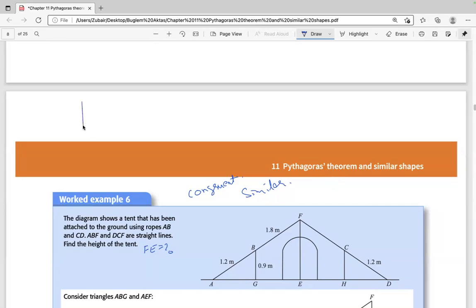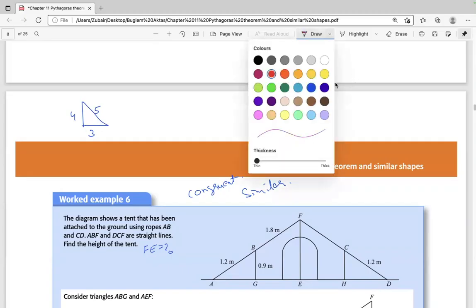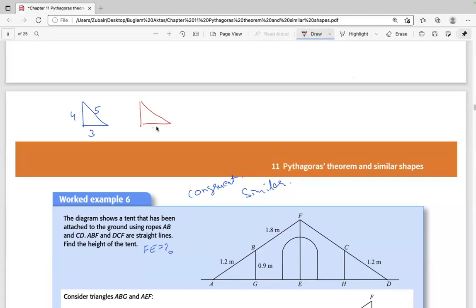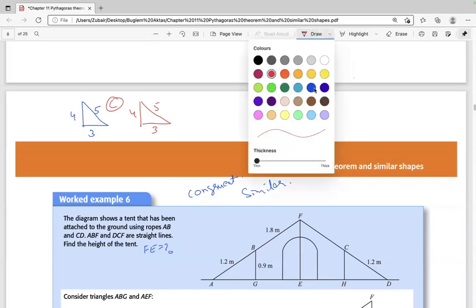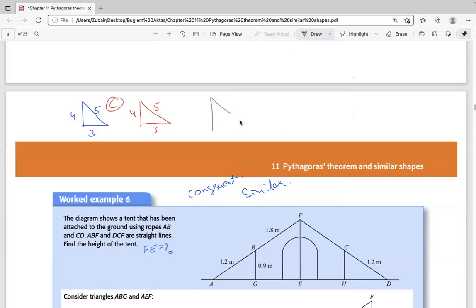So if I say 3, 4, and 5, and I compare it to this 3, 4, and 5, both of these are congruent. When I write 6, 8, and 10, these are similar. Can you see that every length is twice the other? So they are similar. And when they are exactly the same length, they are congruent.